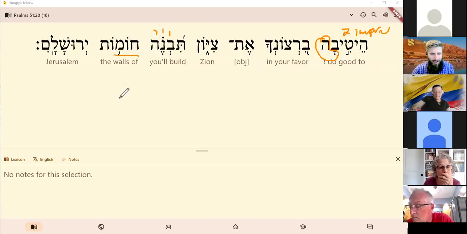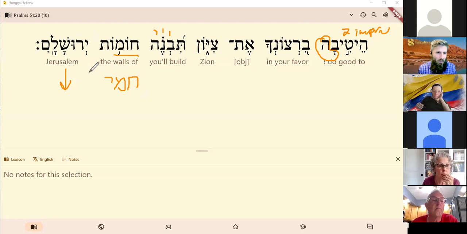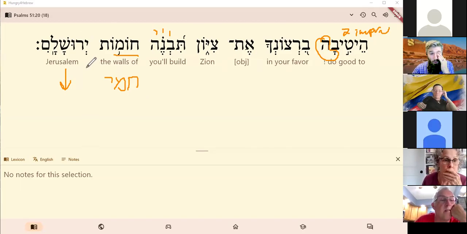Chomot. This is having to do something with defender. I read an interesting connection between chomot, a wall, and chami, father-in-law, who is going to be acting like a protector. And Yerushalayim. This is a good study. What does the word Yerushalayim mean? Jerusalem. You will see peace. Did you say you will see peace? Yes. Okay.